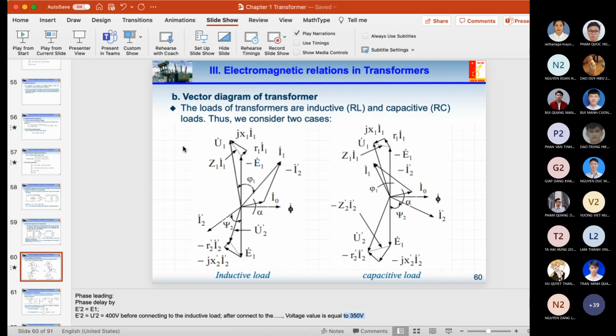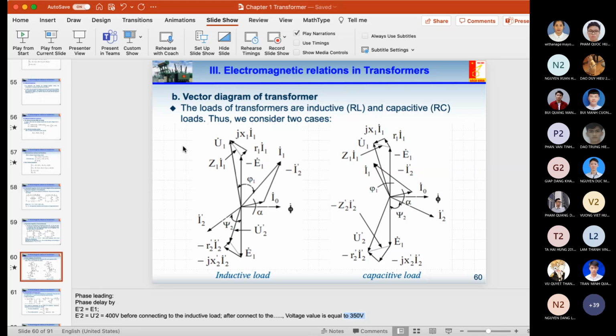Thanks to the vector diagram, you can tell whether the transformer is connected to an inductive load or a capacitive load. For example, if the question asks that when the transformer is connected to an inductive load it will make the voltage lower, and now we want to get a higher voltage without changing the turn number of the winding, how to do it?